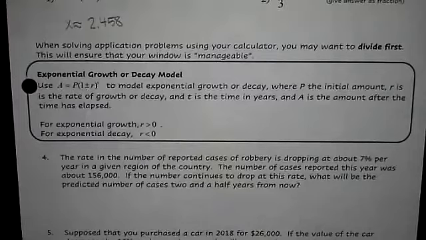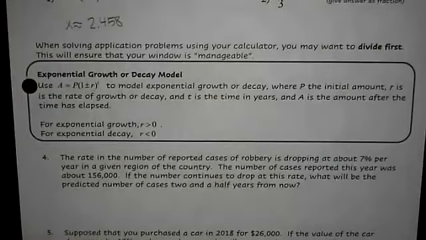It says the rate in the number of reported cases of robberies is dropping at about 7% per year in a given region of the country. The number of cases reported this year was about 156,000. If the number continues to drop at this rate, what will be the predicted number of cases 2.5 years from now?